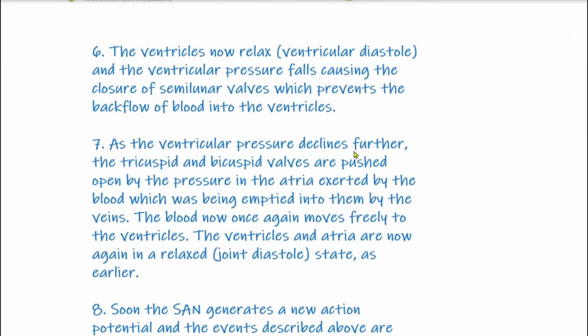As the ventricular pressure declines further, the tricuspid and bicuspid valves are pushed open by the pressure inside the atria, exerted by the blood which was being emptied into them by the veins. So students, the atria are receiving blood from the veins, and that blood is causing the intra-atrial pressure to increase. So that blood will put pressure over the tricuspid and bicuspid valves and they will be forced open. And blood now once again moves freely to the ventricles.